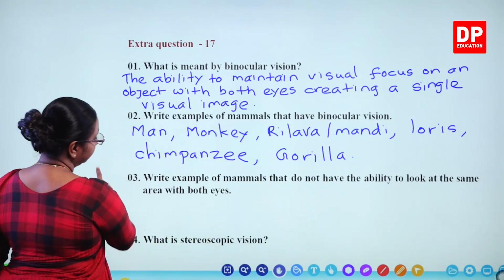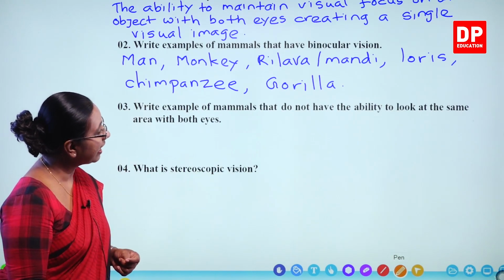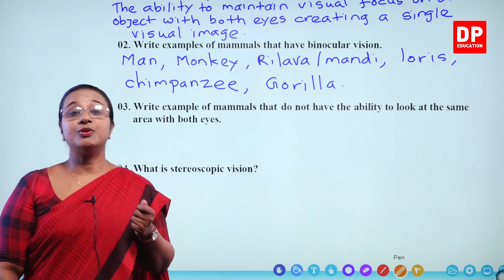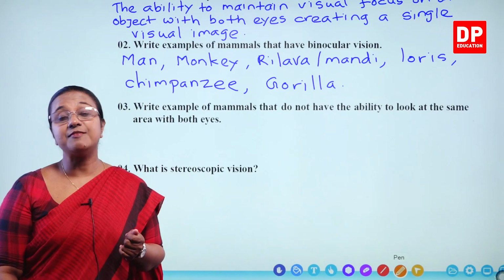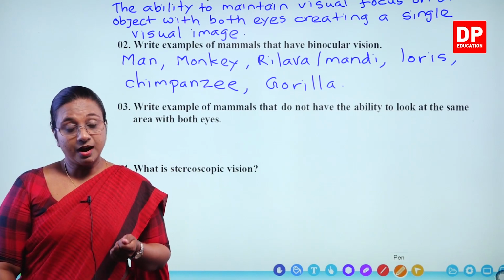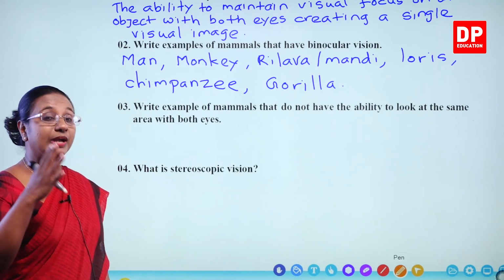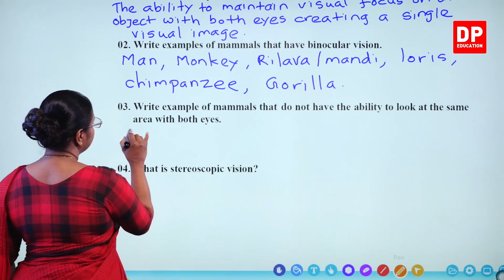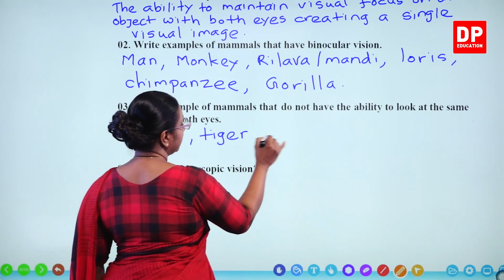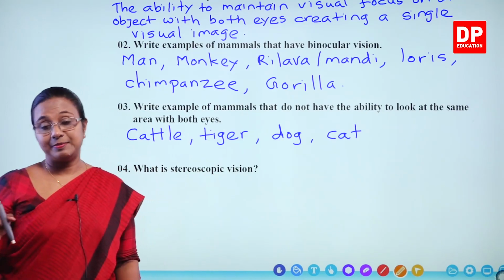Then the next one, write examples of mammals that do not have the ability to look at the same area with both eyes. What are the examples? You can write cat, dog, cow or cattle, then tiger. All those do not have the ability to look at the same object with both eyes. So here we can say cattle, tiger, dog, cat. Any example can be written.